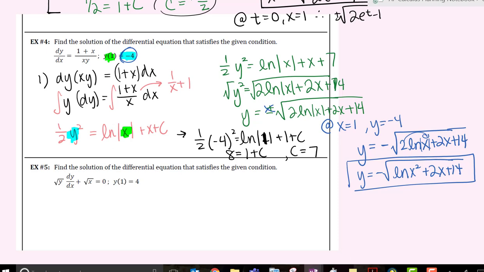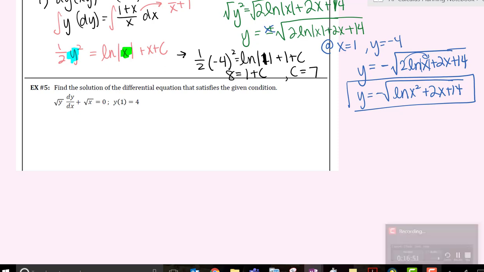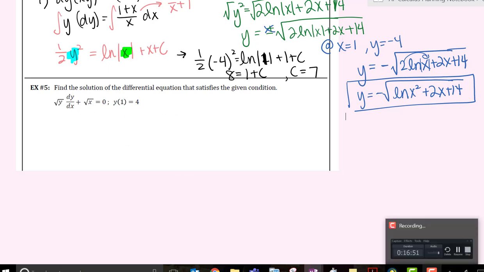I want for you guys to test out this last one, and I will see you guys tomorrow to work on this. Press pause and see this, and then check out my solution.